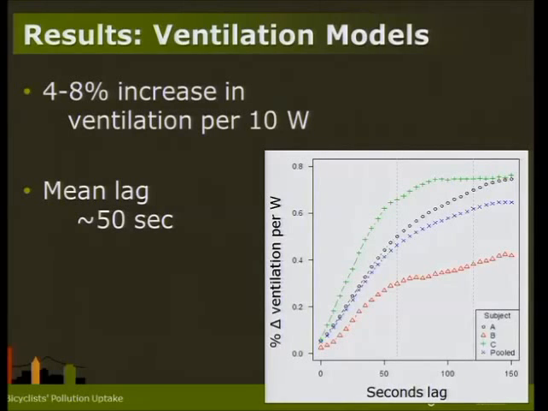Also, this is interesting for hotspot analysis, the mean lag between a change in your power output or workload and the change in your ventilation rate was about 50 seconds. And so that means that when you have a change in workload, or say you put in a lot of energy for an acceleration event, the breath response or the ventilation response isn't immediate, but it's spread out over the next 1 to 2 minutes.